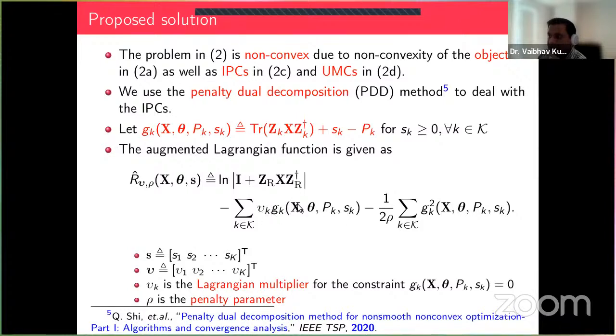So this is basically my Lagrange function, and here is my penalty. The first part in here is sort of a Lagrange multiplier, and 1/2 rho is my penalty parameter with the second order correction term. If you see this paper that appeared in 2020, they say penalty dual decomposition for non-smooth non-convex optimization.